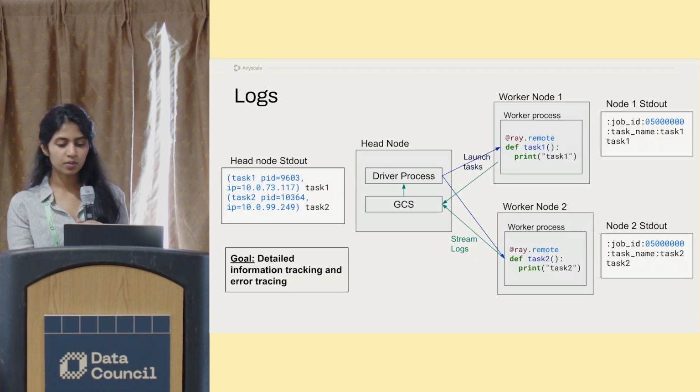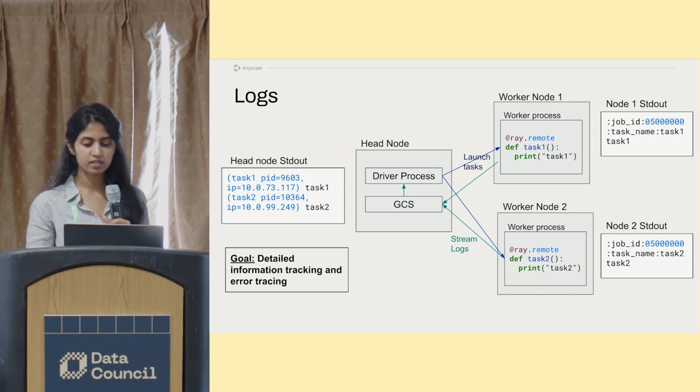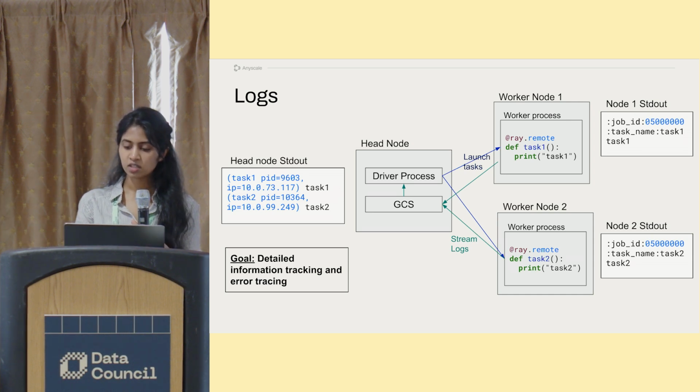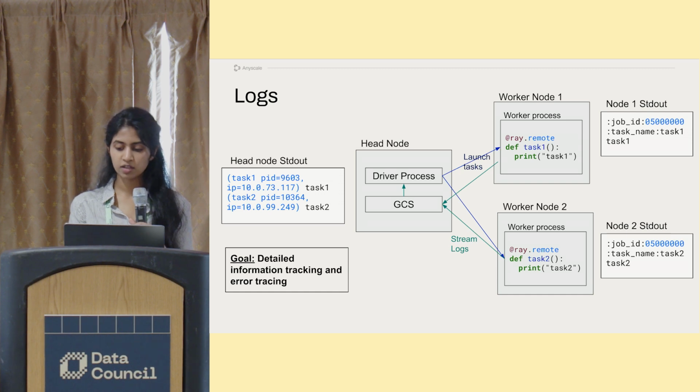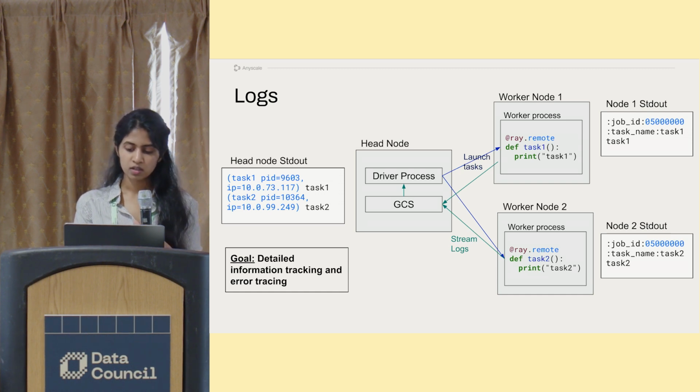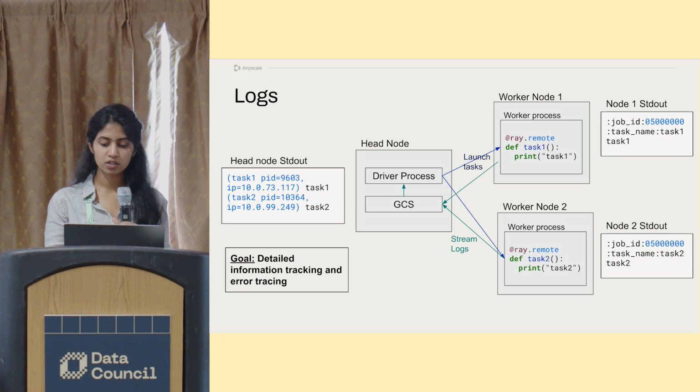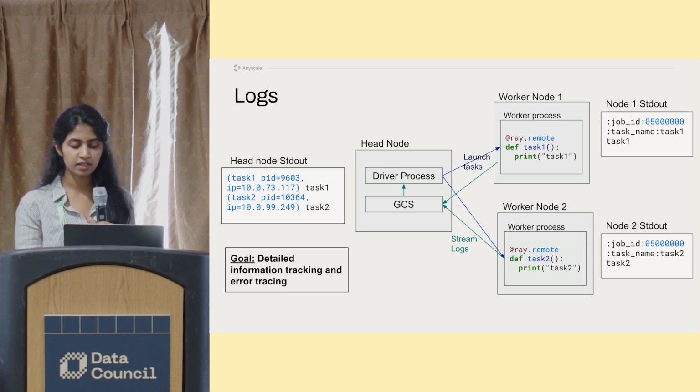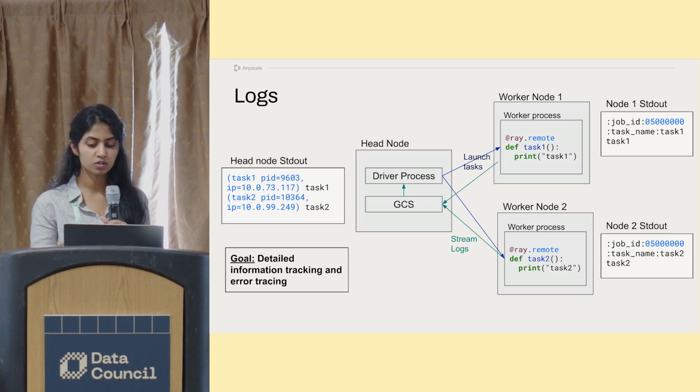Logs complement metrics by providing a detailed view into specific events and enabling effective error tracing. Since logs are often the first type of observability data beginners are familiar with, they should be easily accessible. But Ray tasks and actors are run across all nodes across the cluster, and this makes it hard to view logs in a consolidated place.